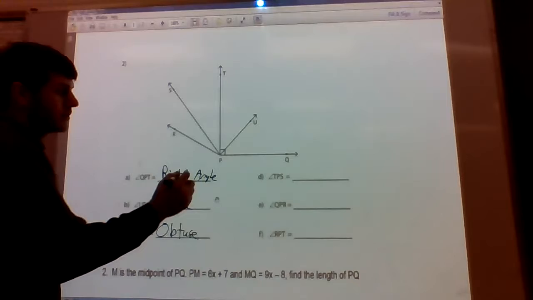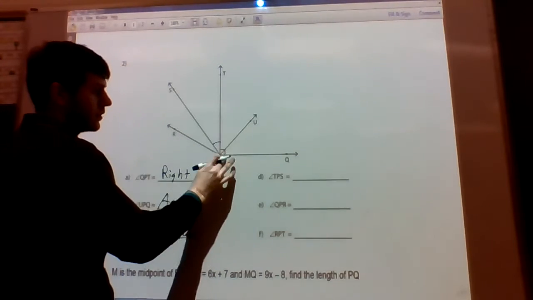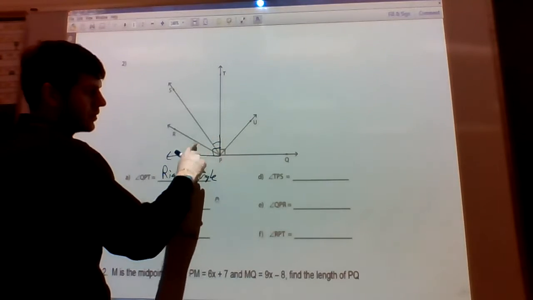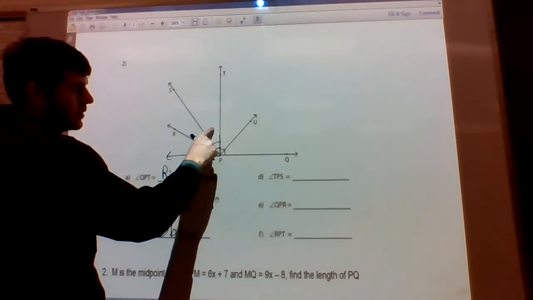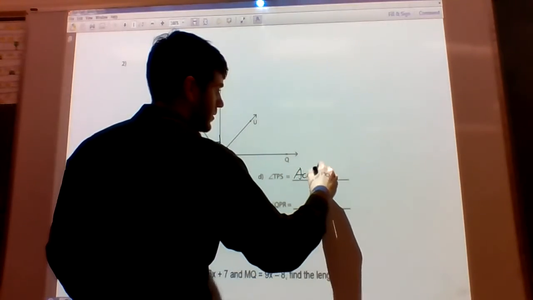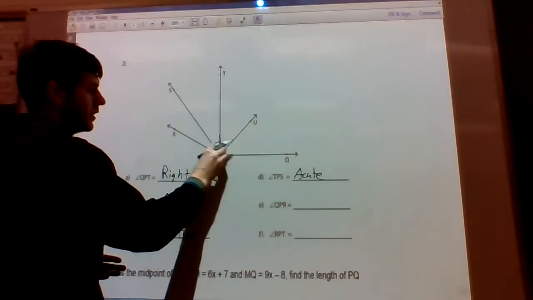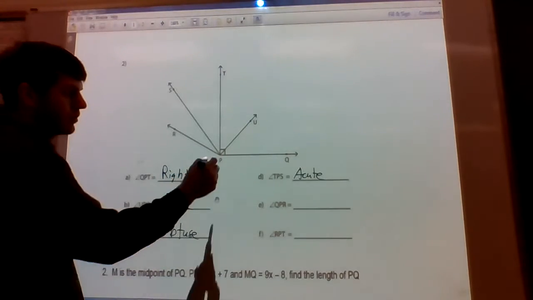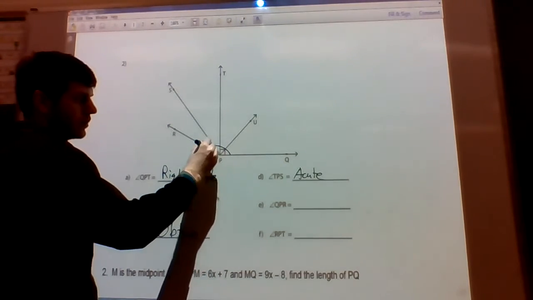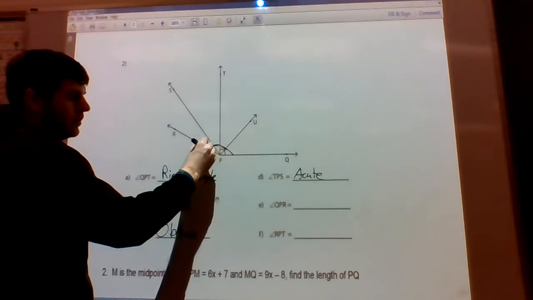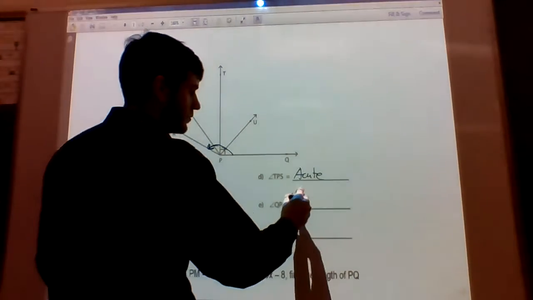Angle TPS, right here, we notice this angle is less than 90. If it was 90 degrees, it would be like this. So it's less than 90, so TPS is going to be acute. Then angle QPR is going to be greater than 90. This is 90 right here, so it's greater than 90. Okay, so we're going to have obtuse.